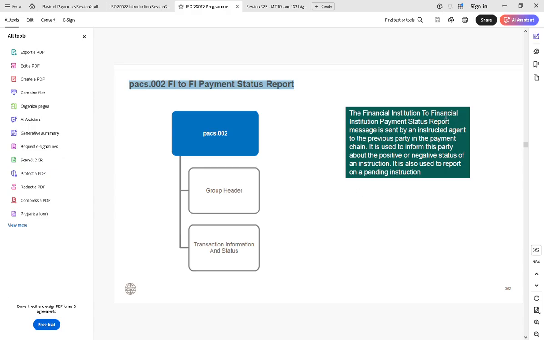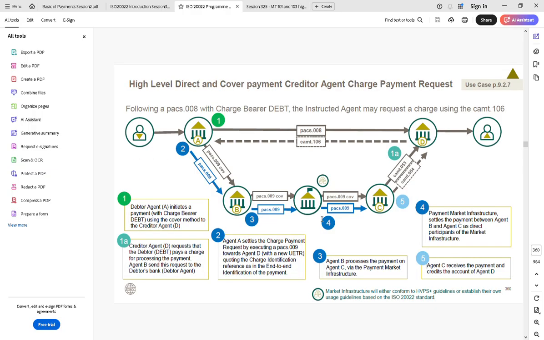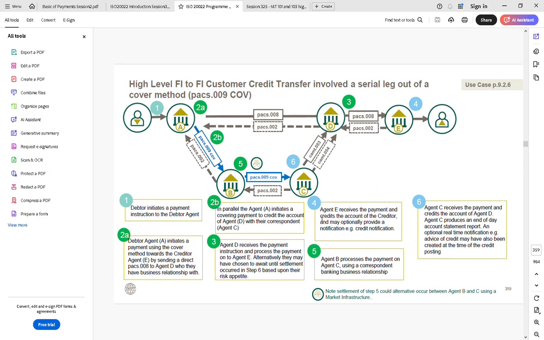So the financial institution payment status report message is sent by the instructed agent to the previous party. Logical, right? Now, what is the meaning of this sentence? Logical. It is sent by the instructed agent to the previous party.